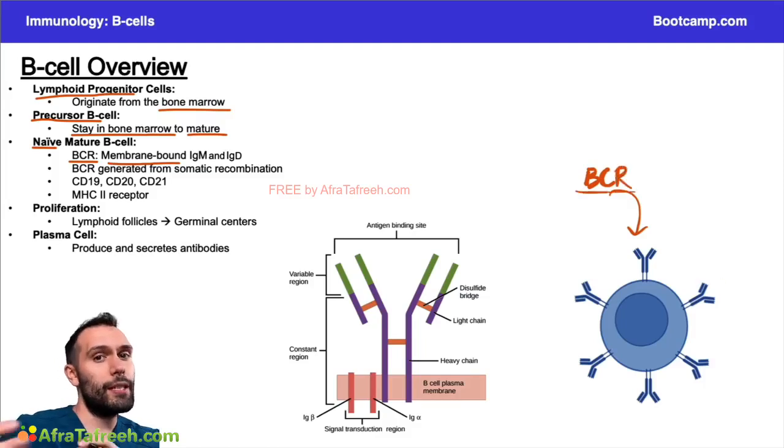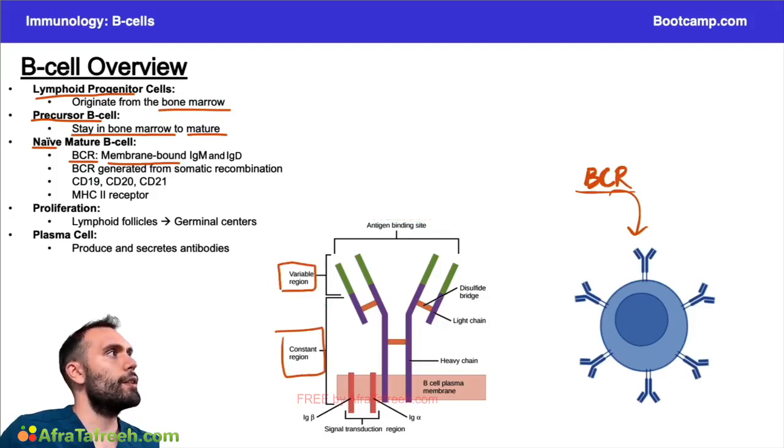This is a little bit different than T cells. T cells didn't have antibodies bound on their surface. Again, we'll talk about antibodies in great detail, but you can see the antibodies are made up of a variable region up here and a constant region on the bottom. There's also a light chain here, and we can also see a heavy chain down here. Like I said, we'll talk about all of this in great detail.